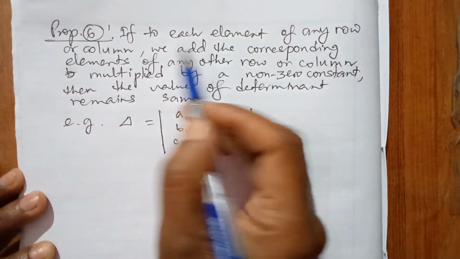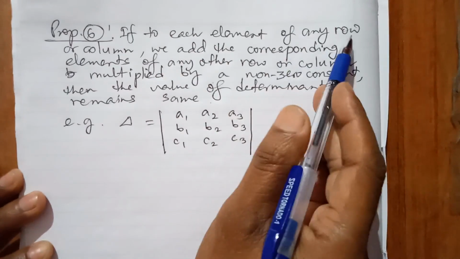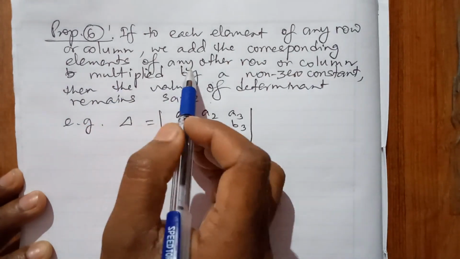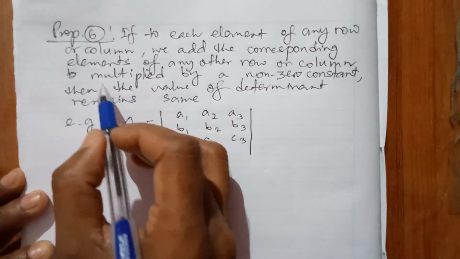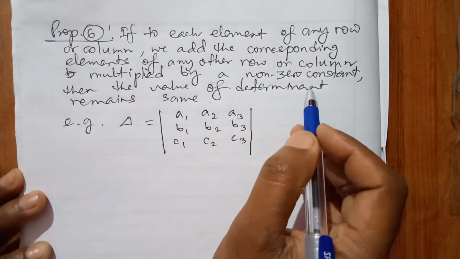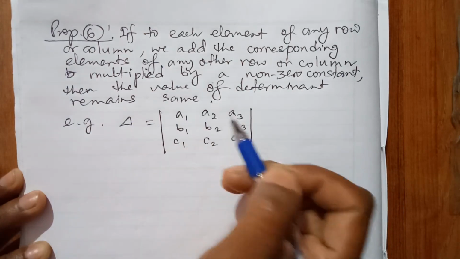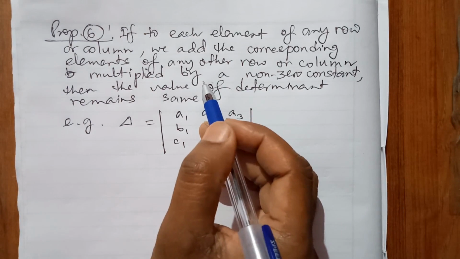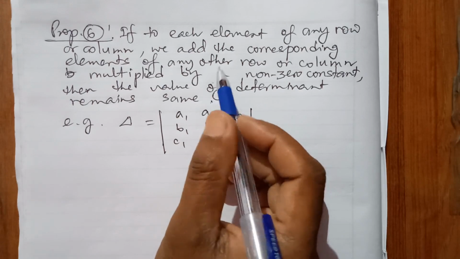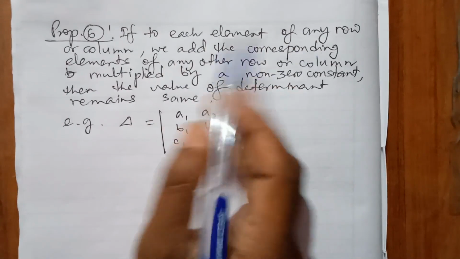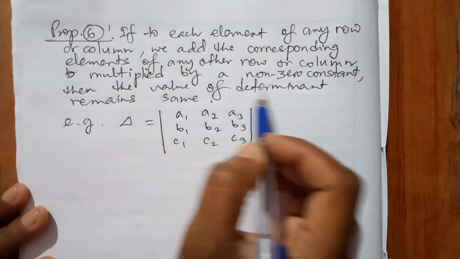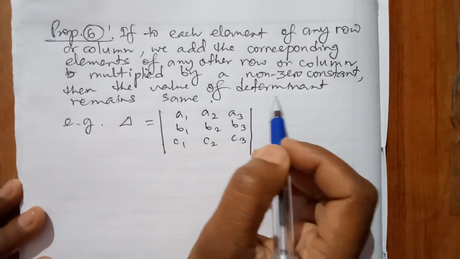Property number 6 says that if to each element of any row or column we add the corresponding elements of any other row or column multiplied by a non-zero constant, then the value of the determinant remains same. Like this property you have got in matrix also. So the same property you are getting here also. If to each element of any row or column we add the corresponding elements of any other row or column multiplied by a non-zero constant, then the value of the determinant remains same.